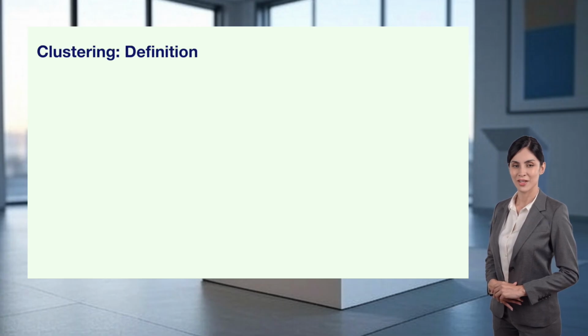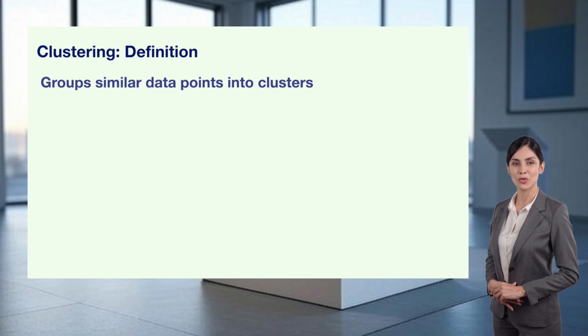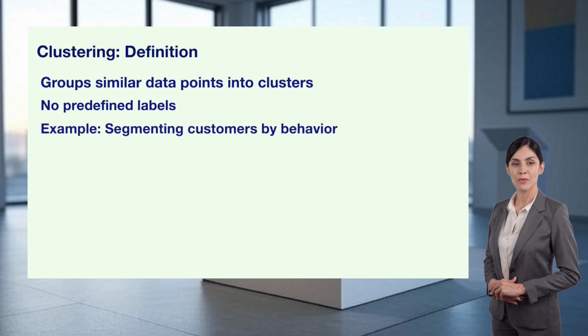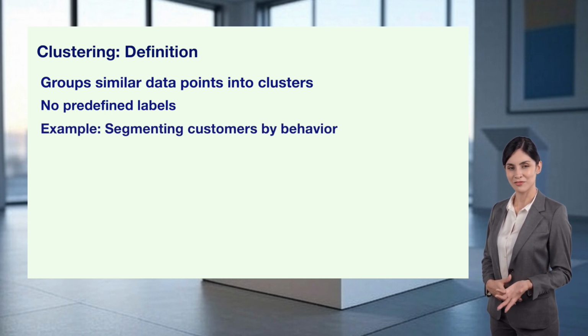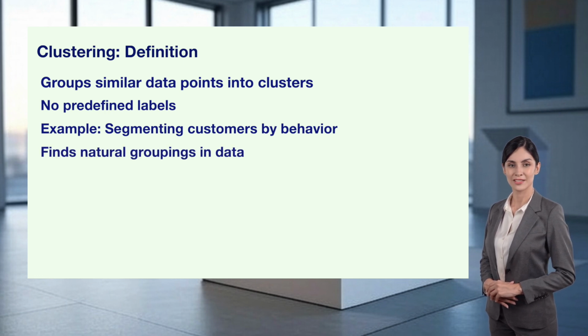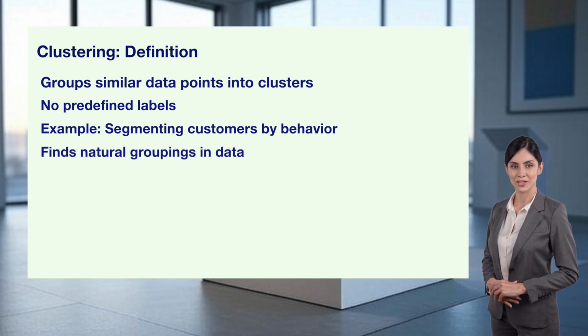Clustering is a type of unsupervised learning that groups similar data points into clusters. It doesn't use predefined labels, so the model decides how to group the data based on similarities. For example, it might segment customers by their behavior, like grouping frequent shoppers together. Clustering finds natural groupings in the data without any prior guidance. It's like sorting a pile of objects into similar categories without knowing what they are.